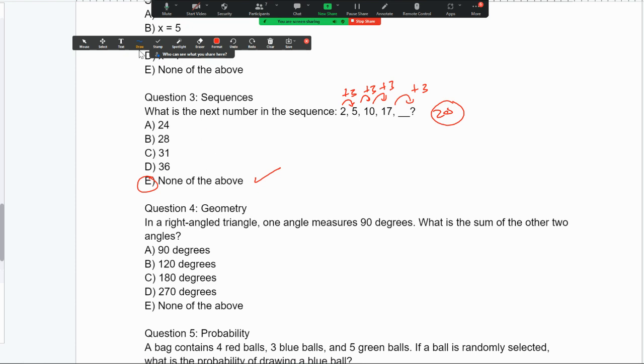The next one, a right angle triangle. One angle measures 90. What is the sum of the other two angles? Well, if one angle is 90, we know that the other two angles plus 90 equals 180. And so if I subtract 90 from both sides, we can see that the other two angles have to add up to 90, because 180 is the sum of angles. So the answer here will be 90.